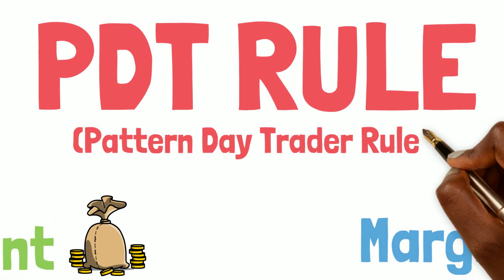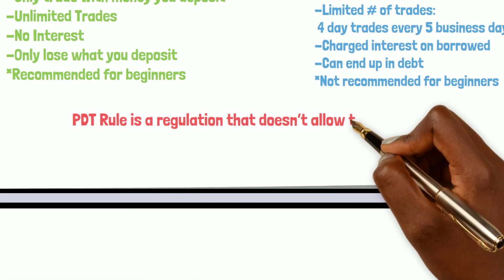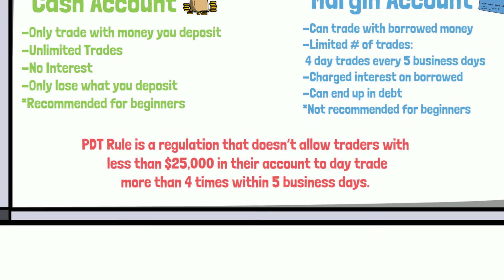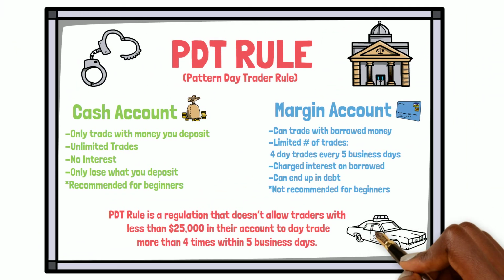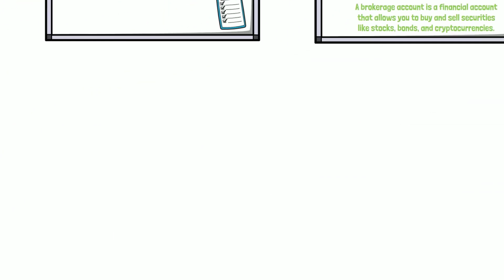PDT stands for pattern day trader, and this is a regulation that doesn't allow day traders with less than $25,000 in their account to day trade more than 4 times within 5 business days. This makes sense because if you're borrowing money to trade and don't have much cash in your account, that's a pretty big risk for you and the platform you're trading on. So starting out, use a cash account. You can trade as many times as you want as long as you have the money available in your account. You won't have to pay interest and you'll only lose what you deposit.